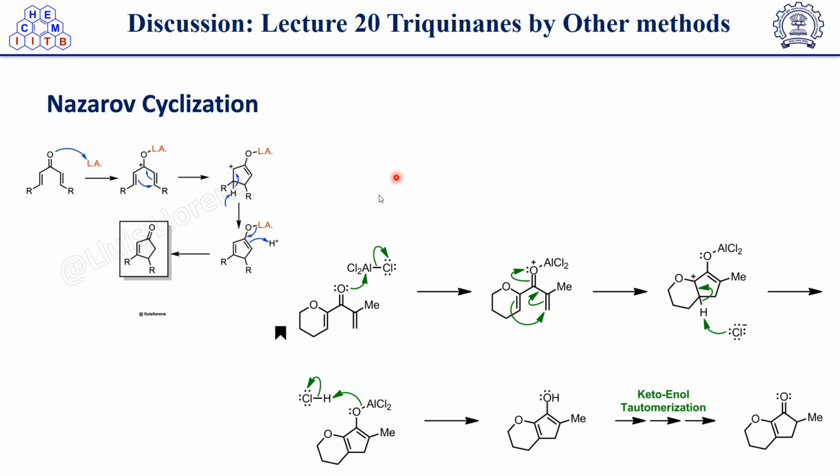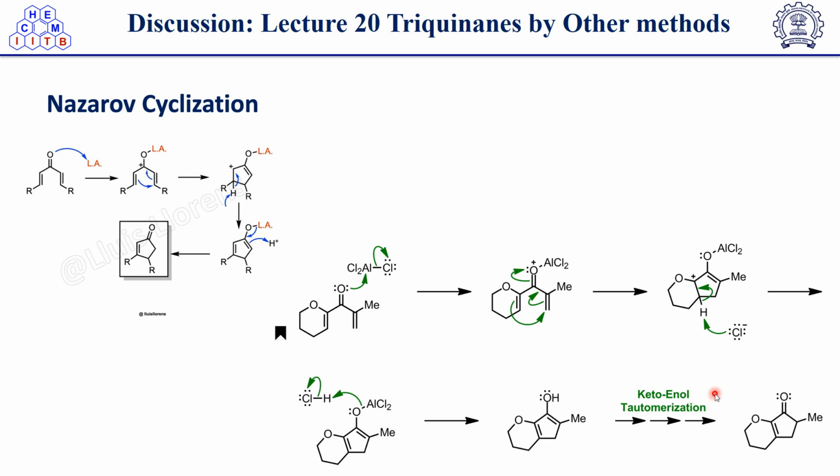First this oxygen will coordinate to Lewis acid, then this will attack here and this will go here, this will go here and it will form this compound. Then this hydrogen will be taken by the Cl minus, and a double bond will be forming. Then again this HCl will be taken by this oxygen to get this enol, which will undergo tautomerization to get this ketone. Cyclopentanone will be the major product.